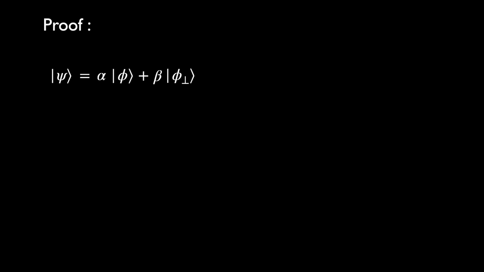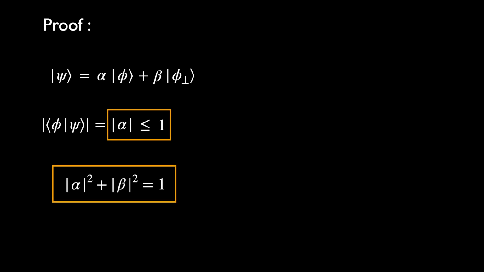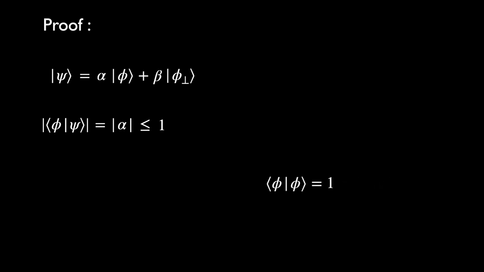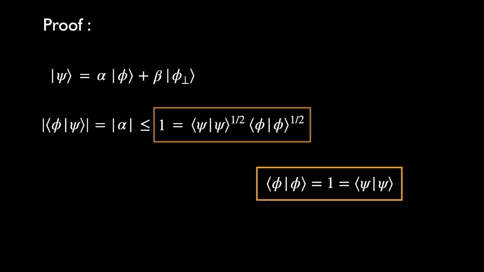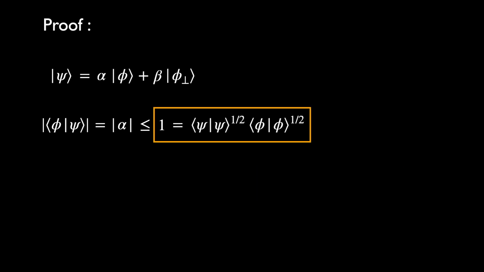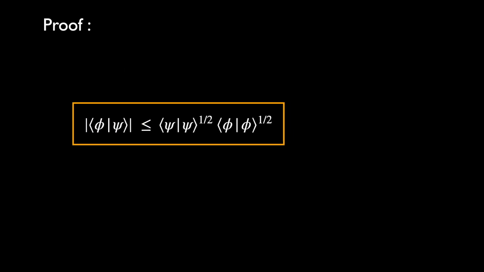Given this representation of psi, the magnitude of the inner product between phi and psi is simply the magnitude of alpha, which must be less than or equal to 1, as constrained by the normalization condition. Since both phi and psi are normalized, this is also equal to the product of their magnitudes. And we have basically arrived at the Schwarz inequality. The only step left is to show that this will still hold if we do not assume the vectors to be normalized. This can be seen this way.